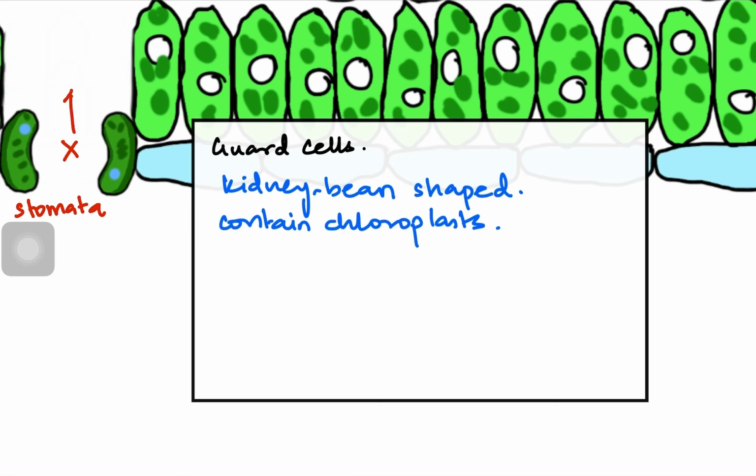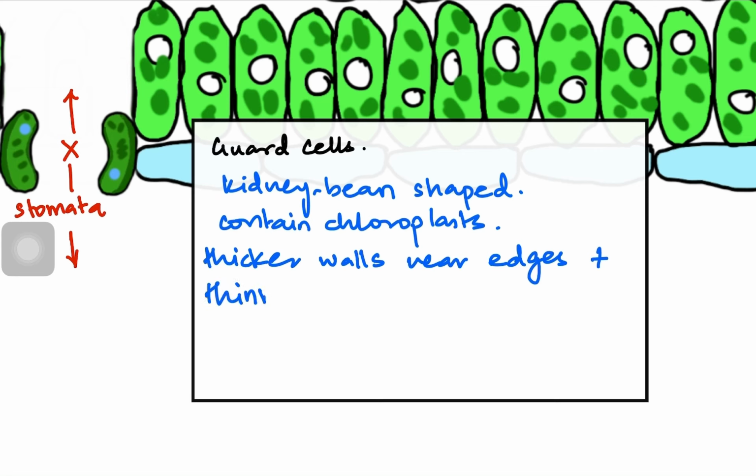These pores are openings through which the gases can be exchanged with the environment. By the way, you can see that their cell walls are thicker near the edges, and thinner near the side facing the stomata. Why do we have unequal thickness of cell walls? That is for a reason.